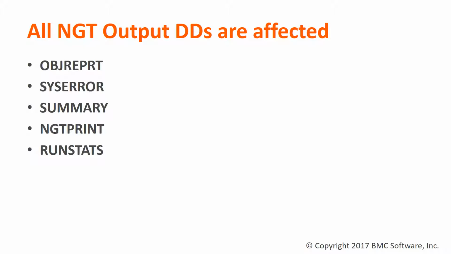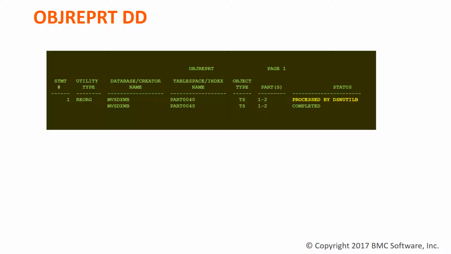Now we'll have a look at some of the changes in the NGT output for objects processed by DSNUTILB. Most are affected at least in some minor way. Here we see the object report has an additional status showing the object was processed by DSNUTILB. That's pretty straightforward.